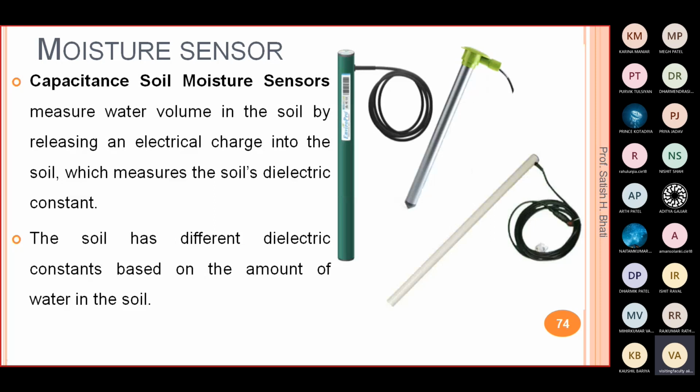Then the capacitive type. You can see it also looks like a rod, similar to the level sensor. This type measures the water volume in the soil by releasing an electric charge into the soil, which measures the soil's dielectric constant. From that we get the value of the moisture contained inside the soil. The soil has different dielectric constants based on the amount of water in the soil. So as the amount of water changes inside the soil, this dielectric constant value will also change.